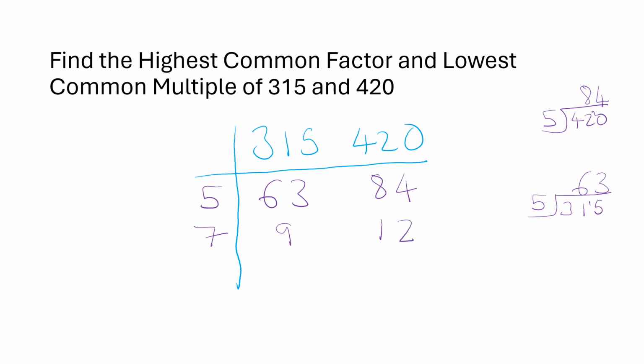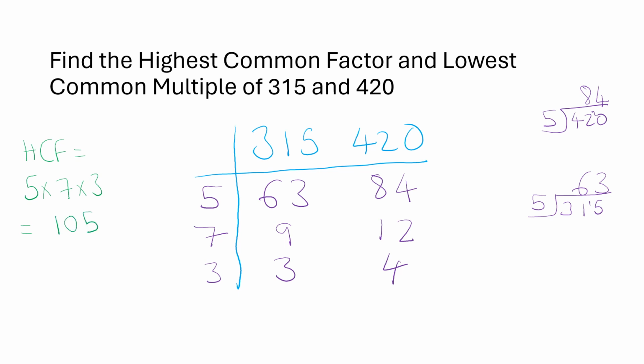Okay, we're not quite done because 9 and 12 share a factor of 3, so let's take out 3, leaving me with a 3 and a 4. Okay, now they're co-prime, so I can stop there. Right, so our HCF is these numbers multiplied together, 5, 7 and 3. So 5 times 7 times 3, always the numbers that are down the left-hand side. So that gives me 105.